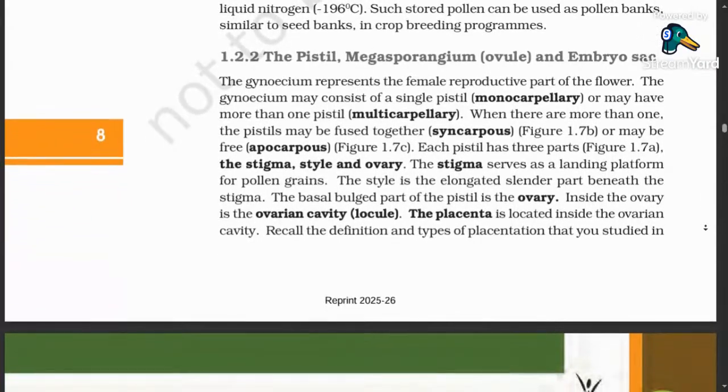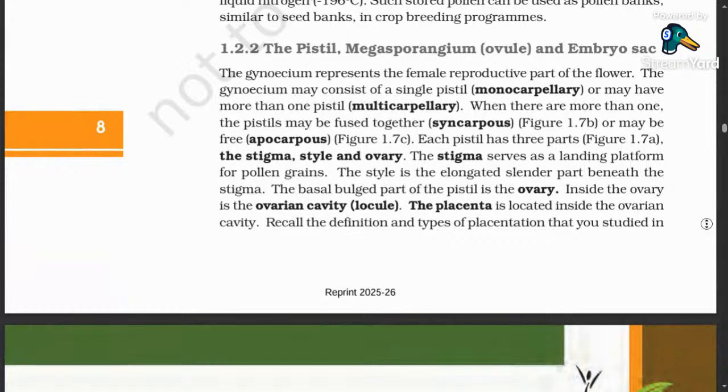The pistil, megasporangium, ovule, and embryo sac. The gynoecium represents the female reproductive part of the flower. The gynoecium may consist of a single pistil, monocarpellary, or may have more than one pistil, multicarpellary. When there are more than one, the pistils may be fused together in syncarpous fashion or may be free in apocarpous form. Each pistil has three parts: the stigma, style, and ovary.